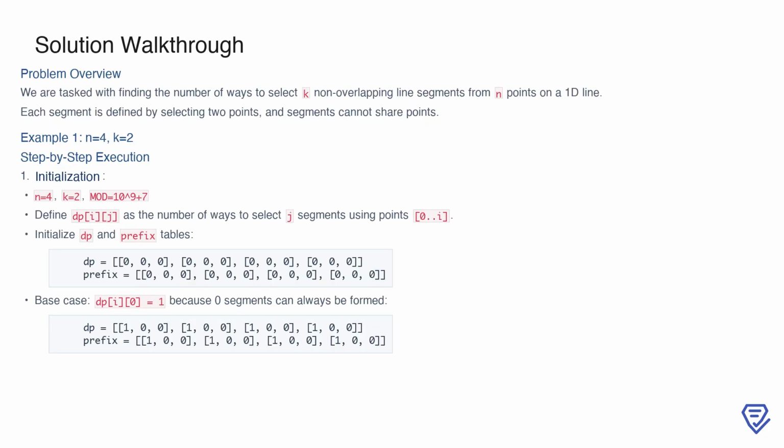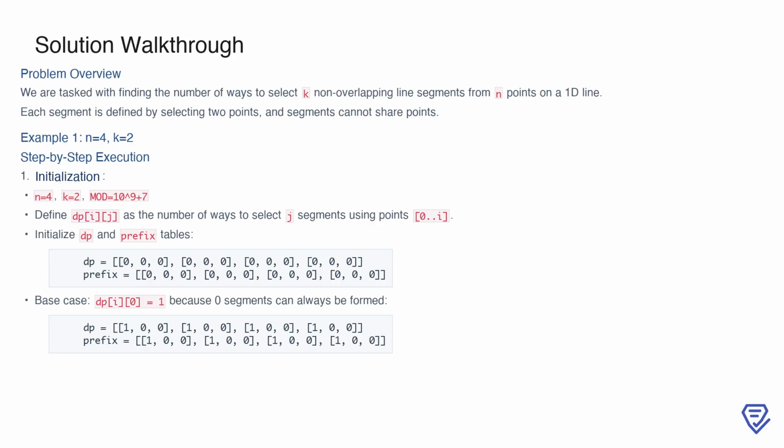In this problem, our goal is to determine how many ways we can select exactly k non-overlapping line segments from n endpoints arranged on a 1D line. Each line segment is defined by choosing 2 distinct points, and no 2 segments are allowed to share any points. Let's start with an example where n equals 4 and k equals 2.